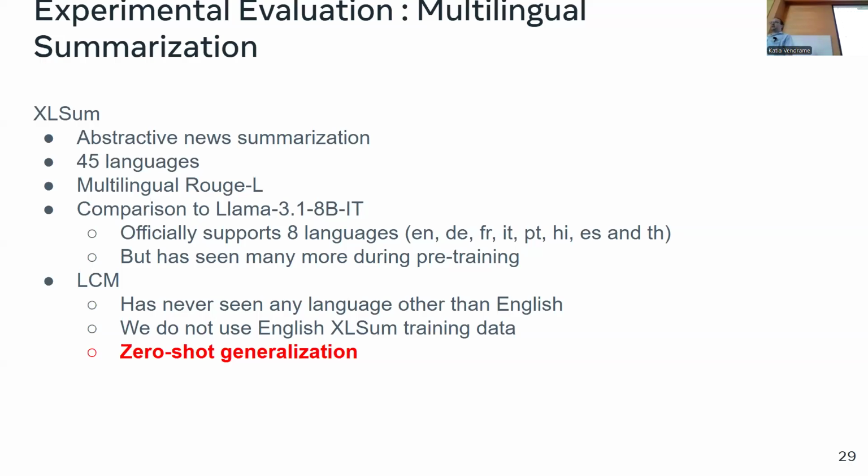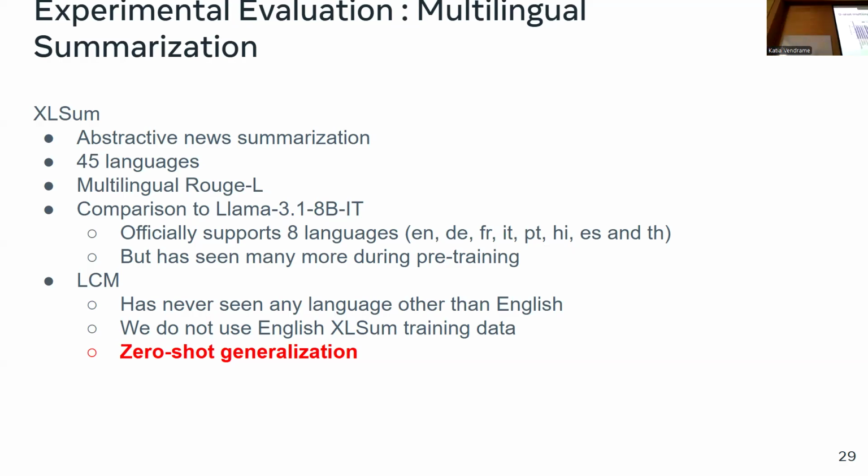Then we did XLSum, with 45 languages. It's abstractive summarization, and we compare to the instruct fine-tuned Llama with 8 billion parameters that officially supports 8 languages, but it's been trained on much more. It officially supports them because it's been guided with some guardrails in order to not generate inappropriate content. These models have been trained for 8 languages. Then we compare that to the LCM. The LCM has been trained with English data only, so it's really zero-shot transfer for the 44 non-English languages.